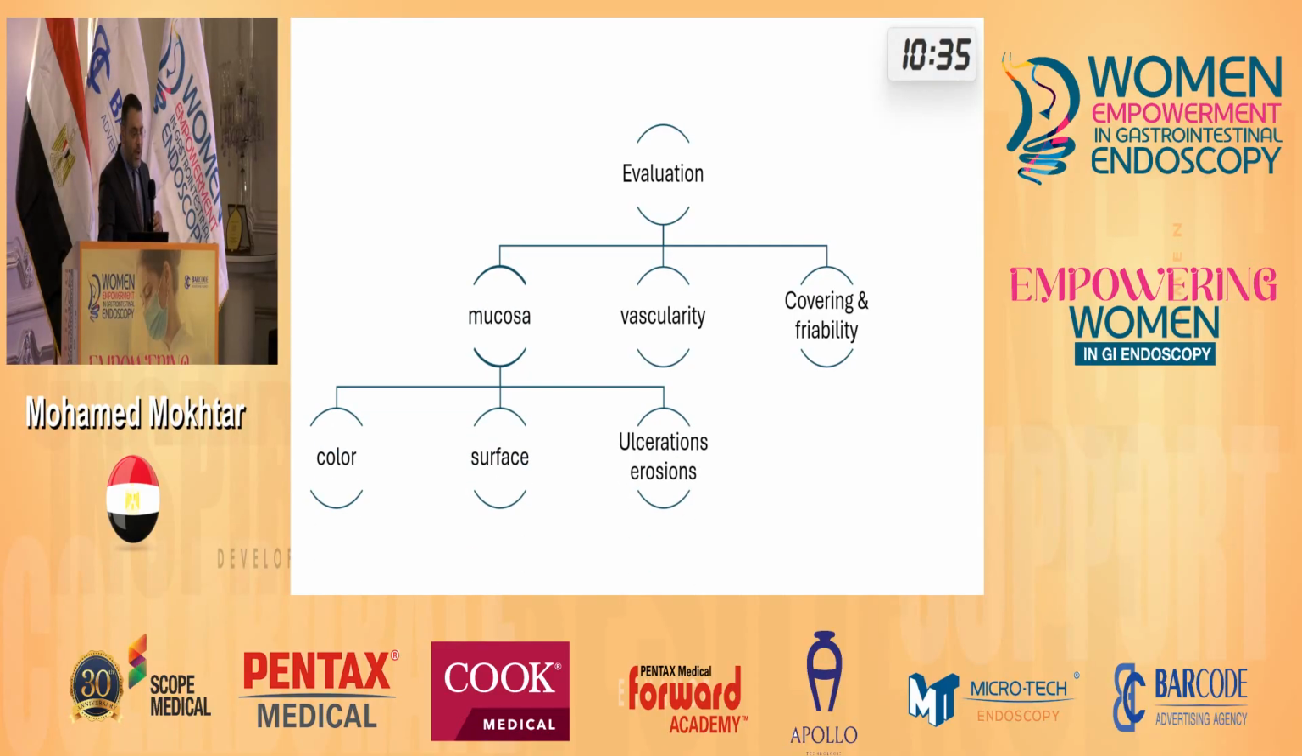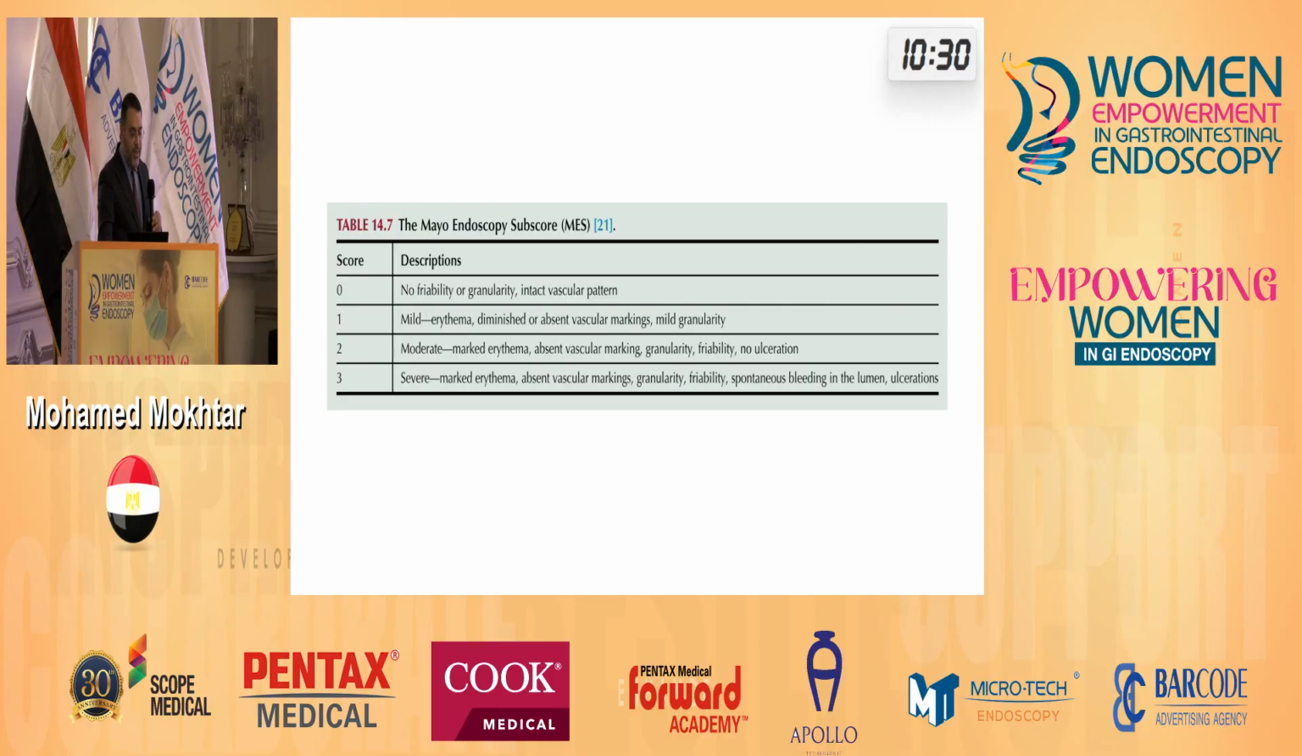Back again to our lesion: mucosa, vascularity, friability, color, surface, and ulceration. The Mayo endoscopic score has not many numbers, just four: 0, 1, 2, and 3. If there is an ulcer, go directly to Mayo endoscopic score 3. If there is no ulcer, it's 0, 1, or 2. If there is marked erythema, it's Mayo 2. Mild erythema and granularity is Mayo endoscopic subscore 1. If there is no erythema and the mucosa is normal, it's Mayo endoscopic 0.